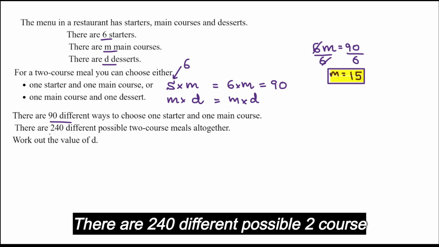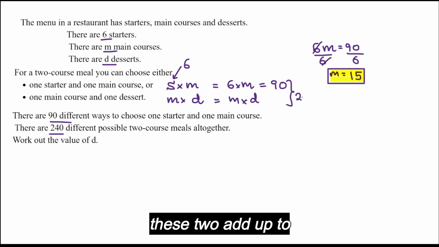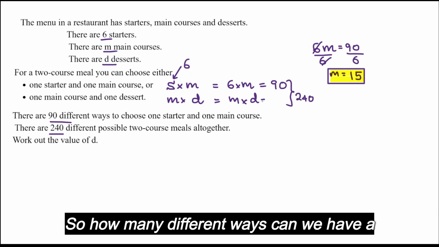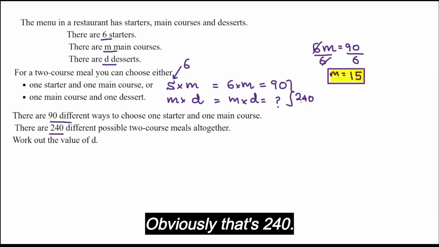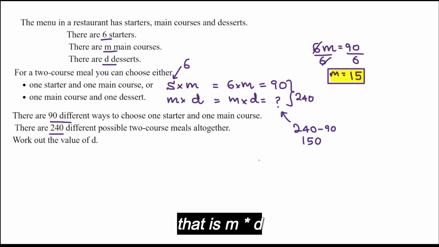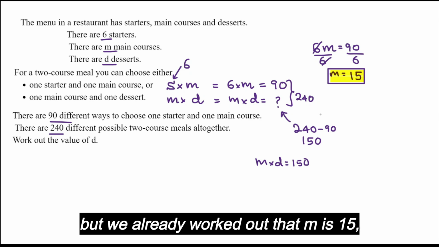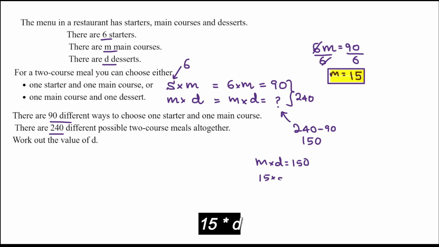There are 240 different possible 2-course meals altogether. Okay, so we know these two add up to 240. So how many different ways can we have a main course and a dessert? Obviously that's 240 take away 90. So this one here, we have 150 different ways, but we know that is m times d. But we already worked out that m is 15. So let's substitute: 15 times d is 150. So obviously d must be 10.